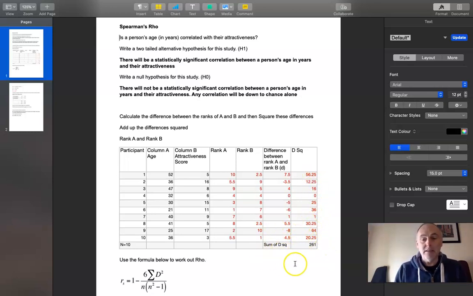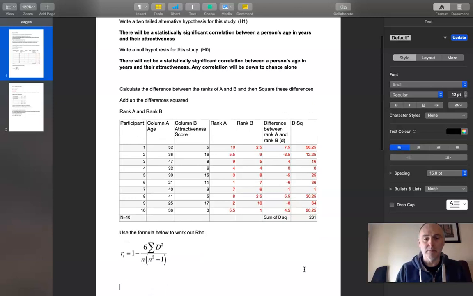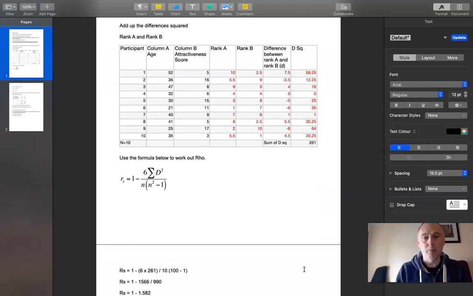Last thing that we do with this table, we're done with the table after this, is we simply need to add up the square of the differences. We end up with 261. Right, what do we do next then? We're going to have to do a little bit more with this information, and we're going to apply it to this rather scary looking formula here. I say it's scary, but actually it's not if you break it down into its constituent parts.